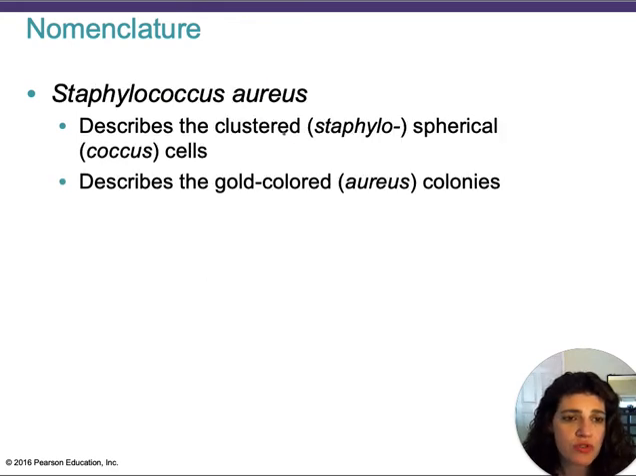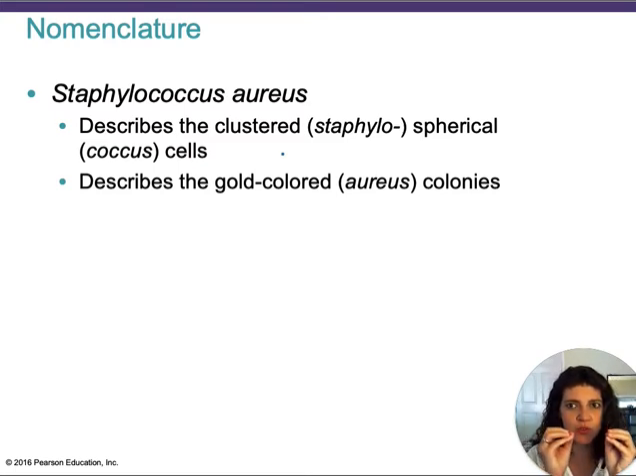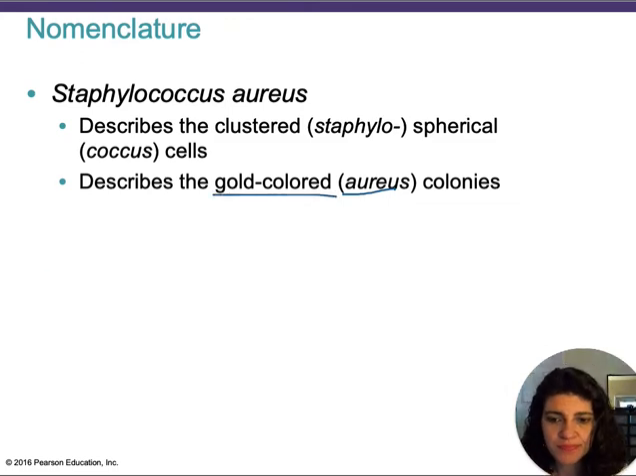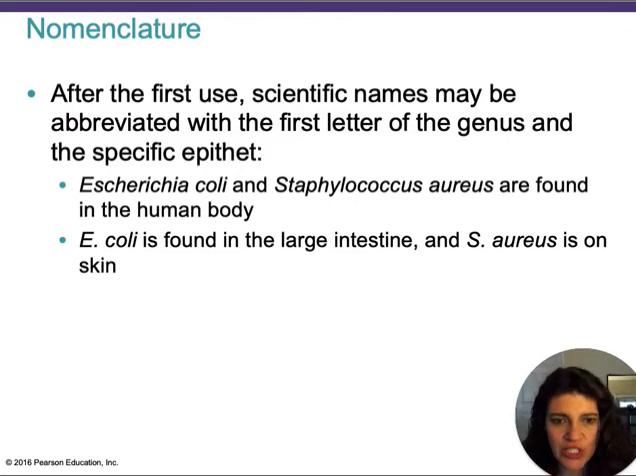Another example, Staphylococcus aureus, is another bacterial species. Staphylo is the Latin word for spherical cells that are grouped together like a grape cluster, okay? And aureus is because they are gold in color. That is the Latin word for yellowish, a strong yellow color. And so on. So that's the nomenclature you need to know.